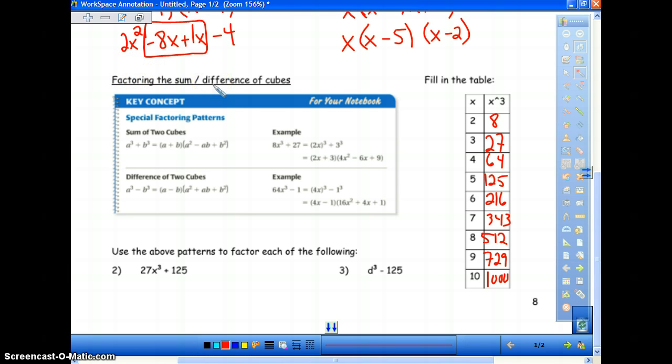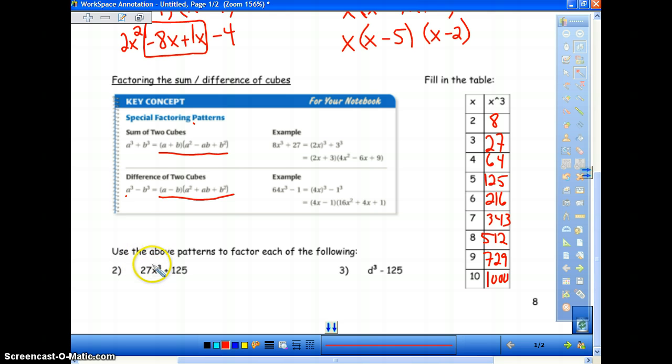We've talked about factoring the sum and difference of squares, but this is going to be with cubes. So what they're saying is if we have a cubed plus b cubed, we will get the general form that looks like this. If we have a cubed minus b cubed, we will get the general form like this. So what this means is that when we take our a to the third or b to the third, what we're going to do in these examples is the coefficient is included in that.